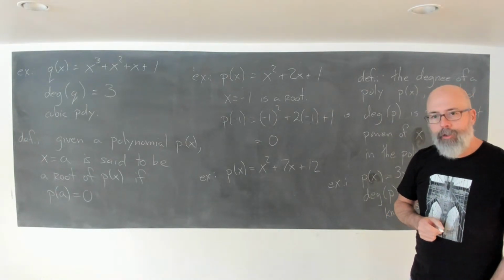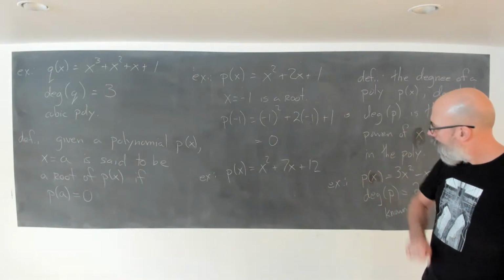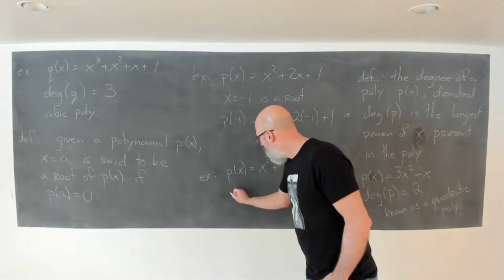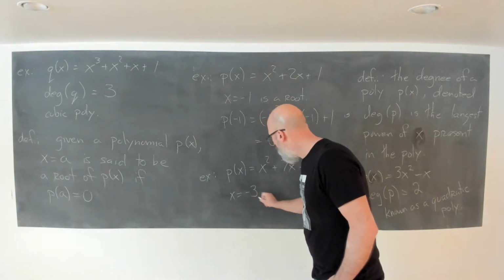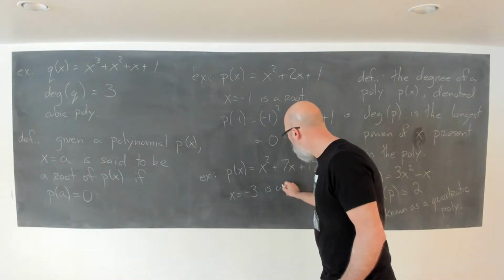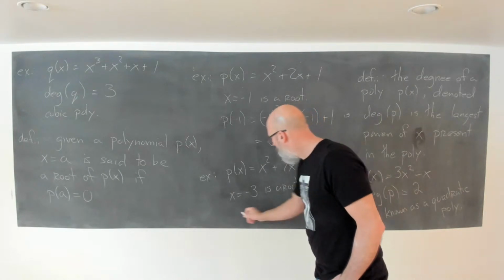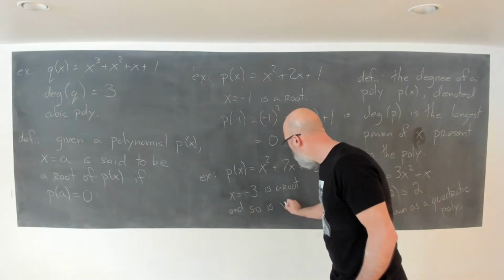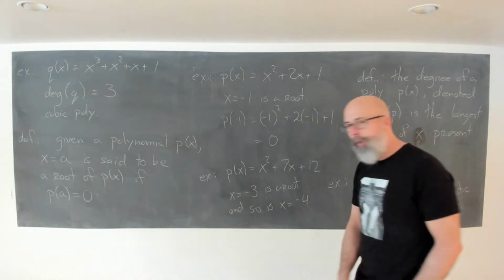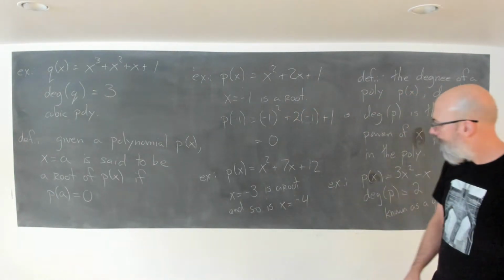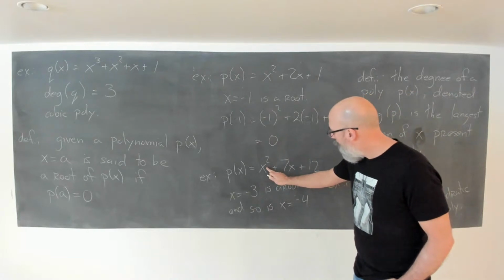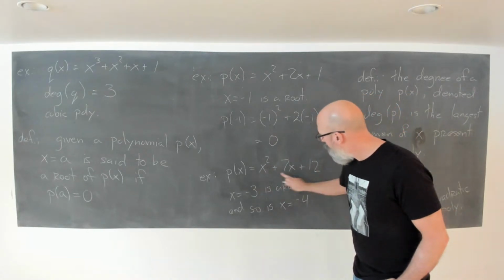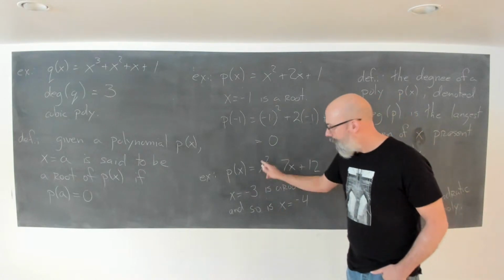Consider this function, right? I'm sure that you recognize that x equals minus 3 is a root. And so is minus 4. Right? Minus 3 because 9 plus 12 is 21, minus 21 is 0. And same with minus 4.